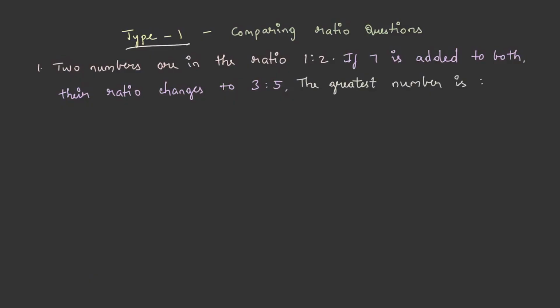Type 1. Comparing ratio questions. Two numbers are in the ratio 1:2. If 7 is added to both, their ratio changes to 3:5. The greatest number is. To solve this, let's understand the given data.